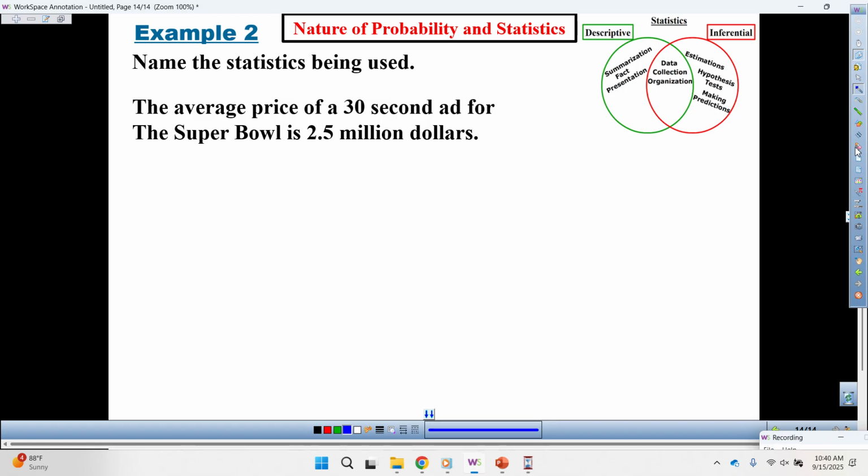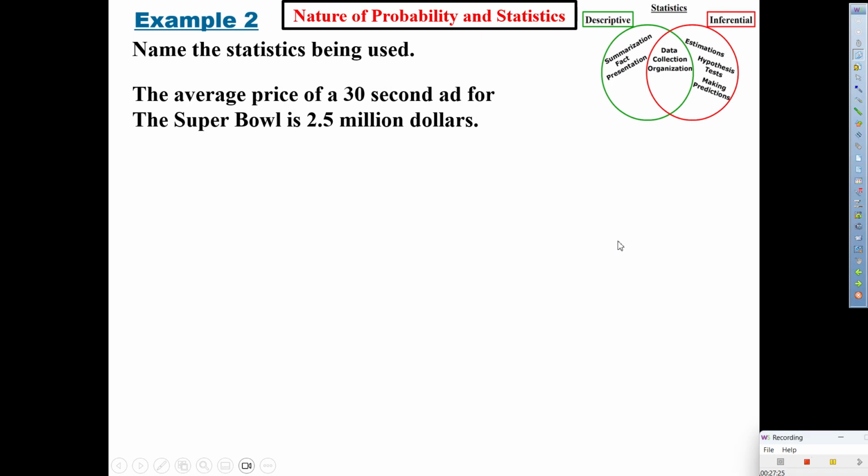All right. So, question. Are they reporting these back to somebody already? Yes. Do they already know how much it's going to cost? Yes. For 30 seconds, the average price is going to be how much? $2.5 million. That means this is what? Descriptive. Because you're just reporting back what you're seeing. Are we there? All right. Everybody with me so far? All right, let's go to the next one.